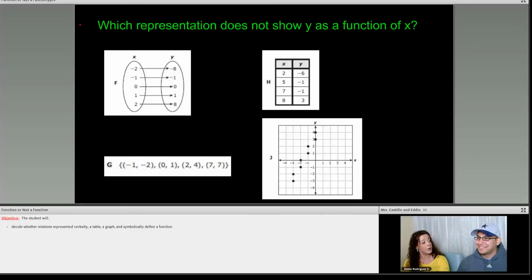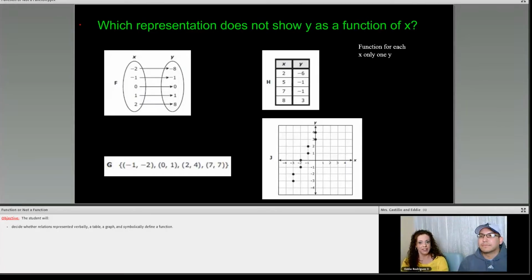Now, do you remember what a function is? I believe that for each x value, you can only have one y value. That is correct. Okay, so remember, for algebra, function means that it works. So for every input, we have an output.